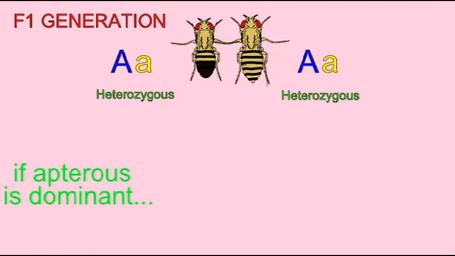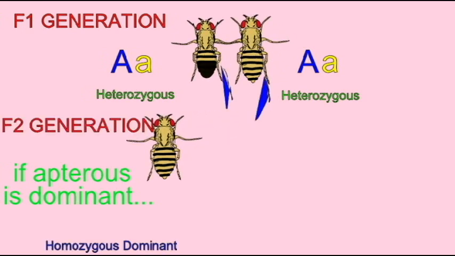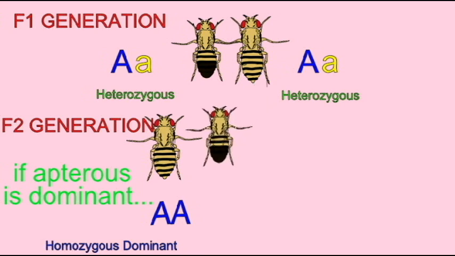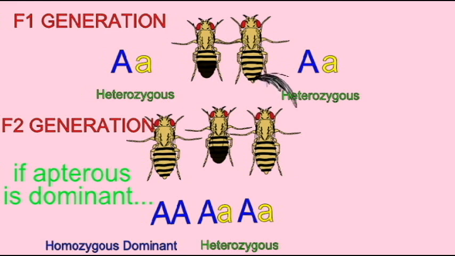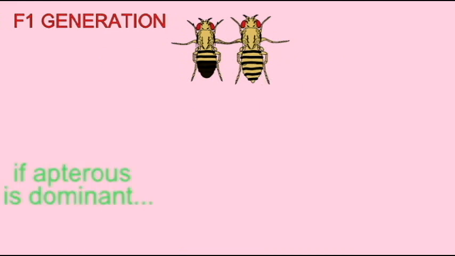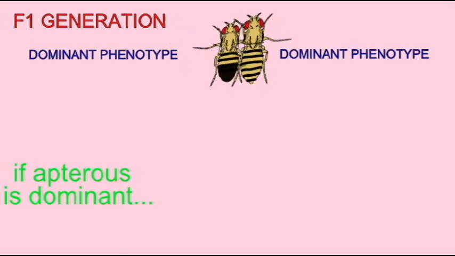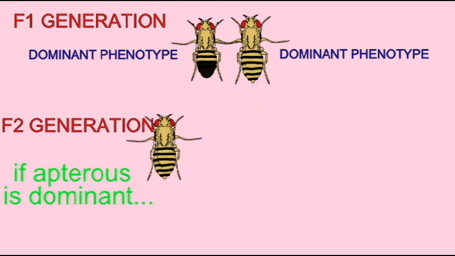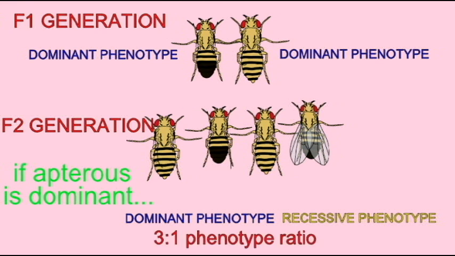If one were then to cross two individuals of the F1 generation to create an F2 generation, if apterous is dominant, then in the F2 generation, 1/4 of the offspring would be homozygous dominant, 1/2 would be heterozygous, and 1/4 would be homozygous recessive. In observing the phenotypes, one would observe 3/4 would then be apterous, and 1/4 would have wings and be the wild type condition. This is what would be observed if apterous were a dominant allele.